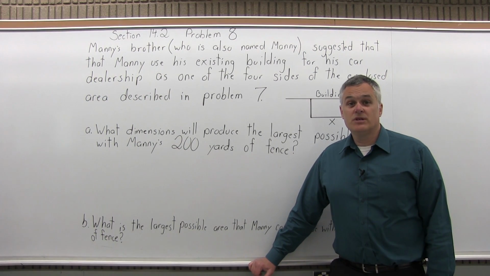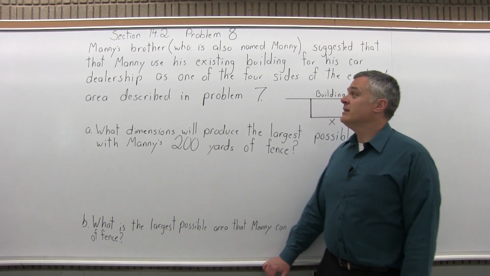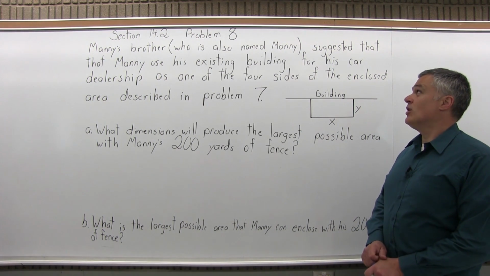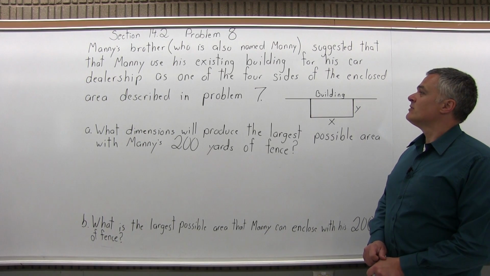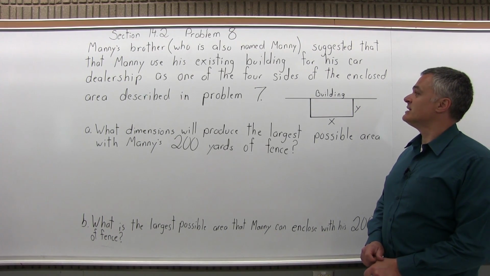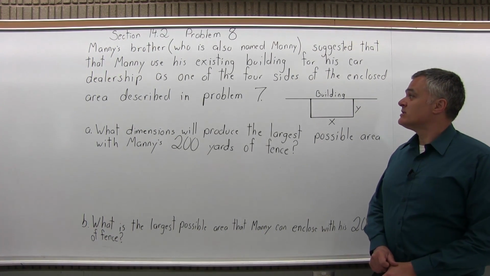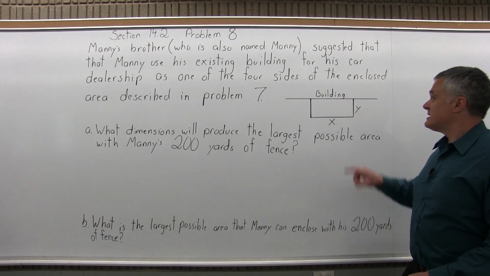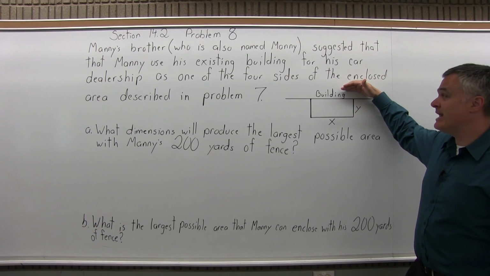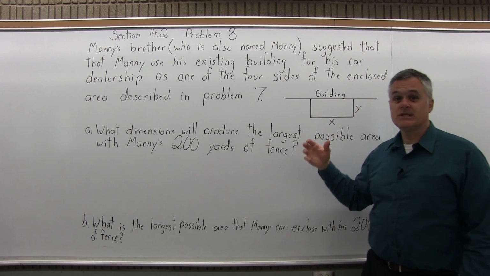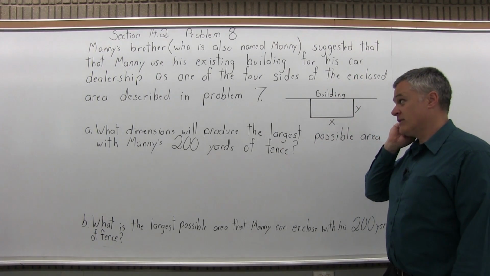This is Section 14.2, Problem number 8. It says Manny's brother, who is also named Manny, suggested that Manny use his existing building for his car dealership as one of the four sides of the enclosed area described in problem 7. So instead of letting the fence make up all four sides of the enclosed area, there's a building anyway. Use that as one of the four sides and you get more benefit from your fence.